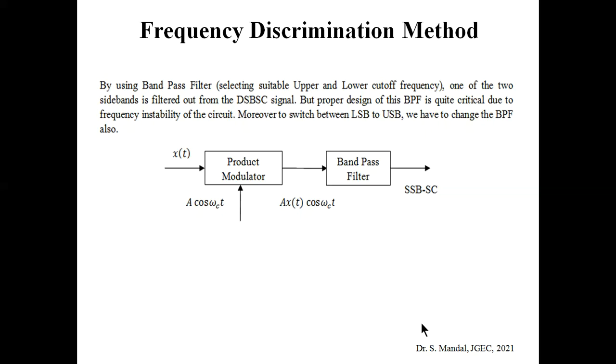That means the bandpass filter which has this sharp cutoff frequency, from omega c to omega m, or from omega c minus omega m to omega m, is very difficult. That means there is frequency instability of the circuit. So due to that, SSB generation is quite difficult. Moreover, switching between USB and LSB, we need to change the bandpass filter because we need to change the cutoff frequency. Clear? So these are the disadvantages of the frequency discrimination method.